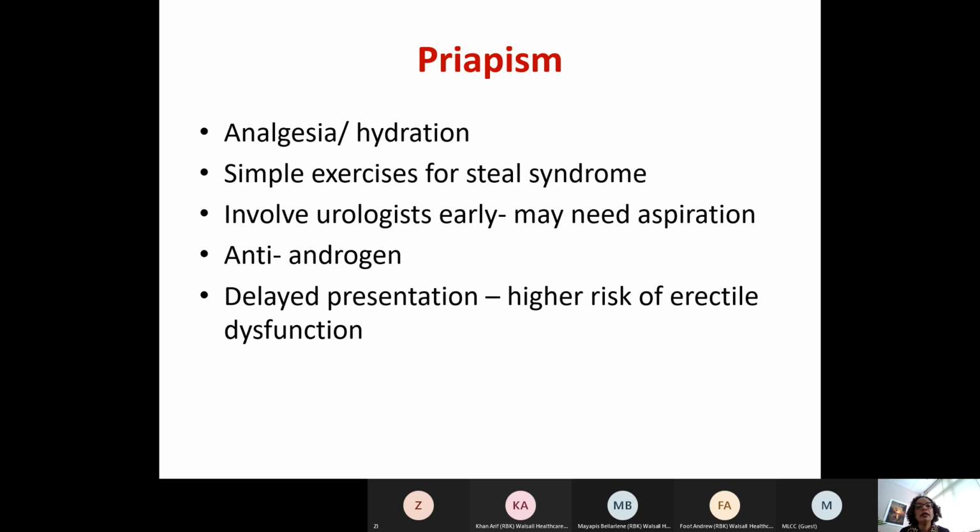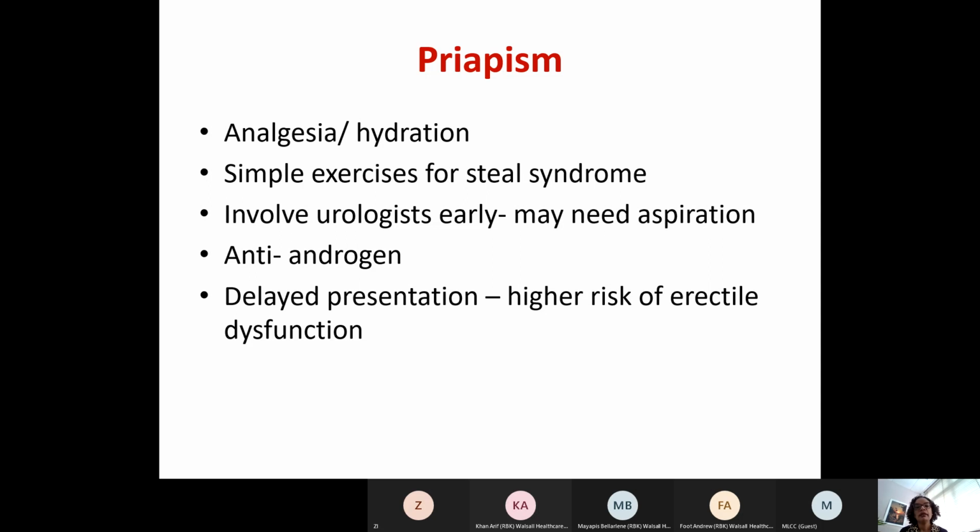So it's a prolonged unwanted erection, tends to happen in the middle of the night or first thing in the morning. What should we do for these patients when they come to ED? It's extremely painful, so analgesia. We should be putting up some hydration. We should ask the patients if they haven't done any exercises, like for a steal syndrome.